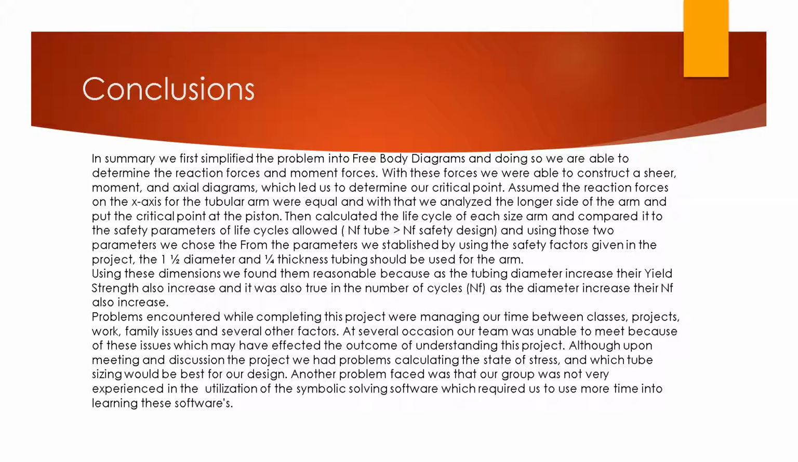Then we calculated the life cycle of each size arm and compared it to the safety parameters of life cycles allowed. And using those two parameters, we chose from the parameters we established by using the safety factors given in the project, which were 1.5 diameter and 1/4 thickness tubing, which was optimal for our arm. We found these dimensions reasonable because as the tubing diameter increased, their yield strength also increased, and it was seen true in the number of cycles. As the diameter increased, their number of cycles to failure also increased.